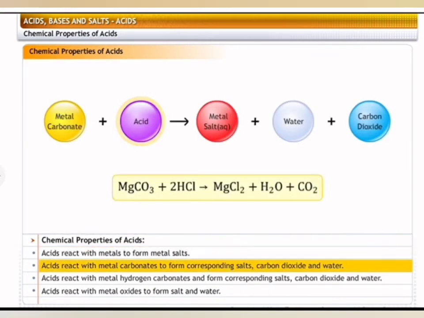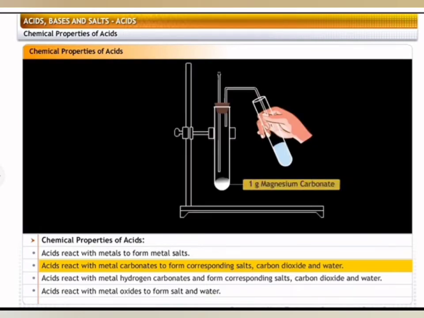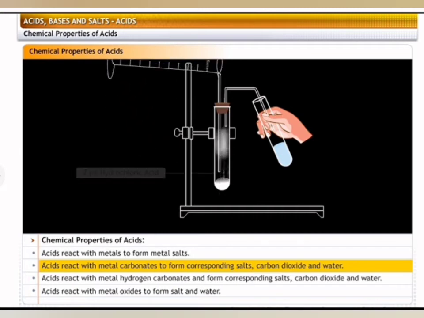Acids react with metal carbonates to form corresponding salts, carbon dioxide and water. Try this experiment. Take 1 gram of magnesium carbonate. Now pour 2 ml of hydrochloric acid into the test tube. You will observe that a gas evolves.